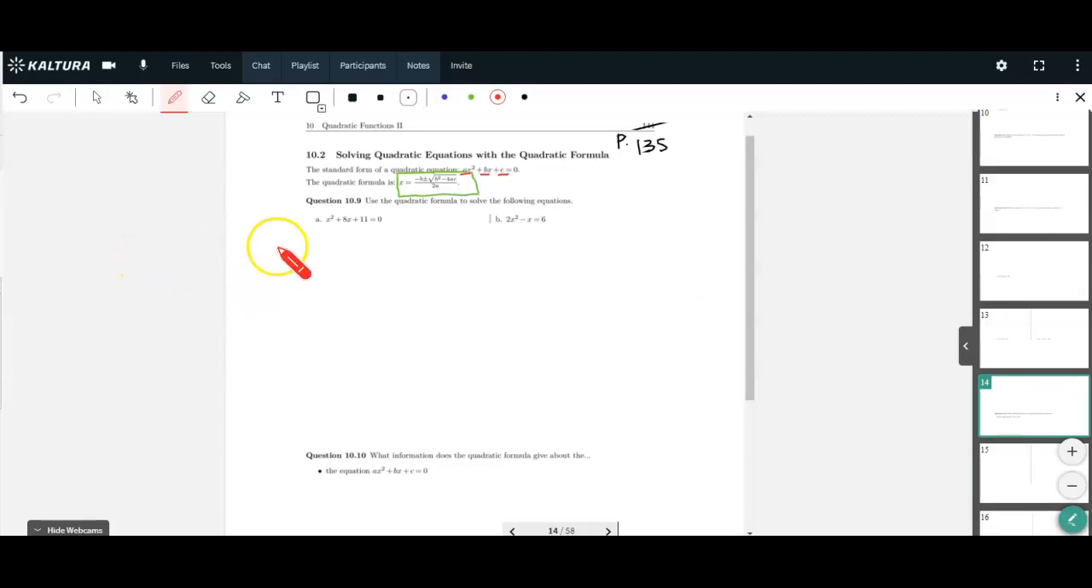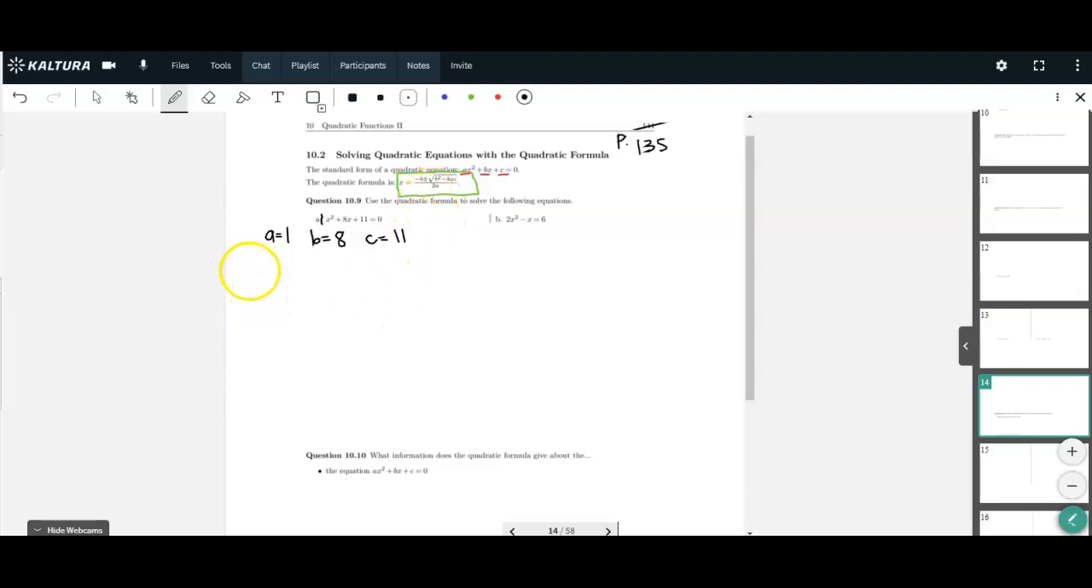So once you have it, make sure that it's in standard form. Once you have it in standard form, you're going to identify what your a, b, and c are. A is always the coefficient on your x squared term, which in this one, there's that invisible 1, so a equals 1. Then b is the coefficient on your x term, so b is 8. And c is always your constant term, so that's positive 11. Identify your a, b, and c, then put those into the quadratic formula and simplify it.